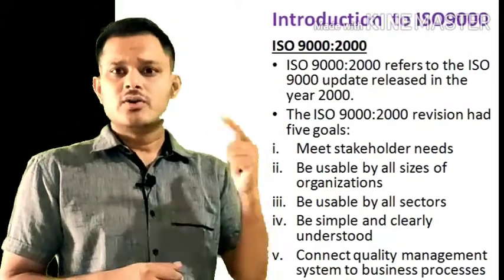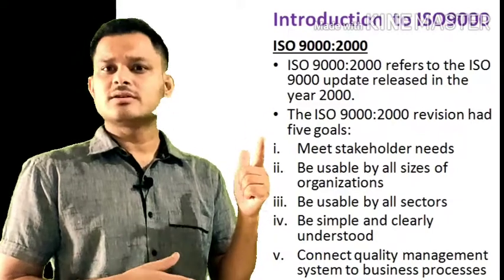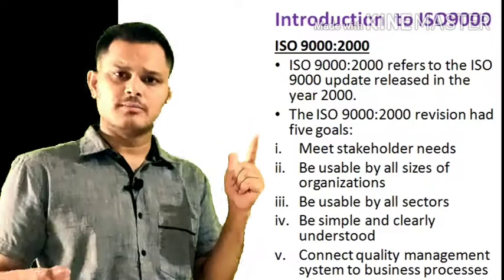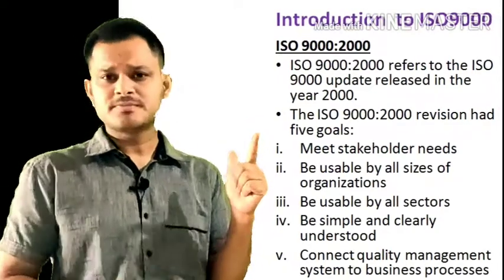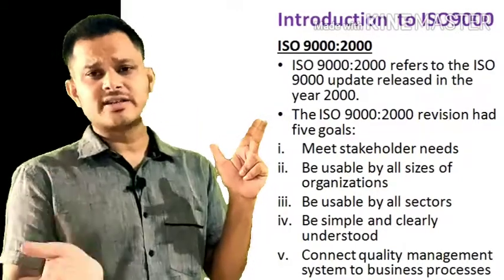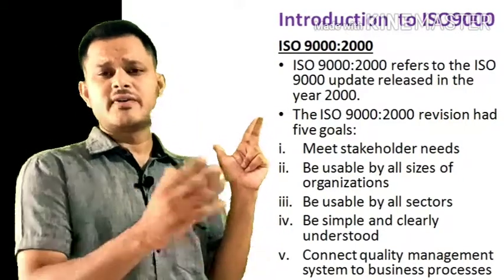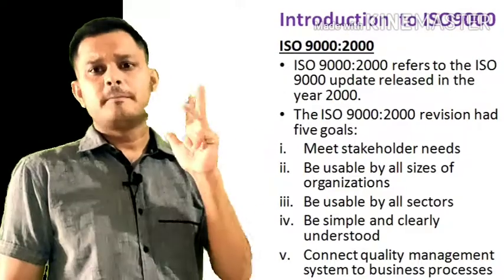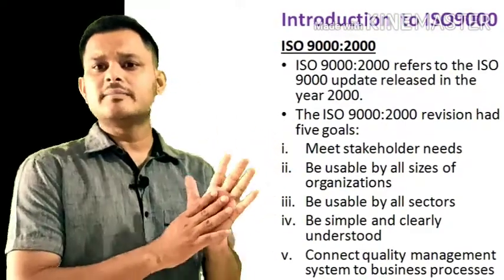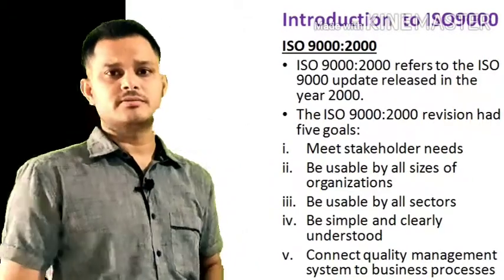stakeholders' needs; be usable by all sizes of organization, meaning small scale industries to big organizations must all be able to use the same standard; be usable by all sectors, that means the agricultural sector and different sectors of industry; be simple and clearly understood; and connect the quality management system to business processes.